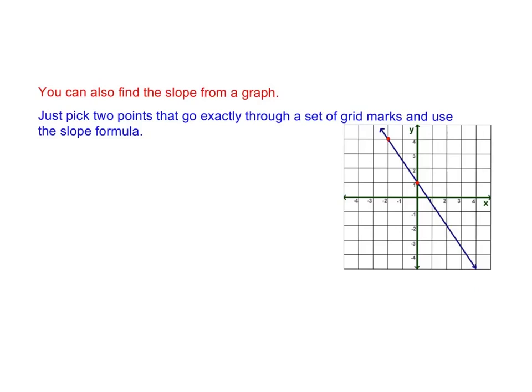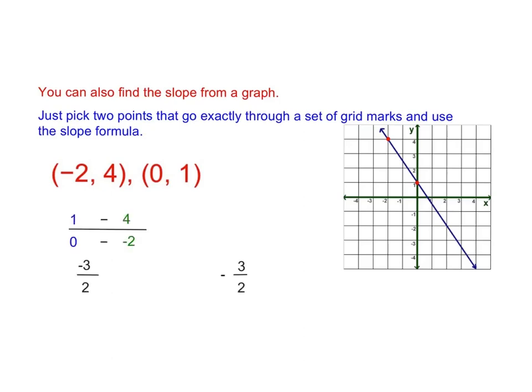Okay. So from here, I'm going to actually find the slope using the slope formula, using the coordinates of these 2 points. Okay, and those are the 2 points, -2, 4, and 0, 1. Go ahead and find the slope of those quick. Go. So, should have got -3/2, or -3/2. How many had that? Very good.